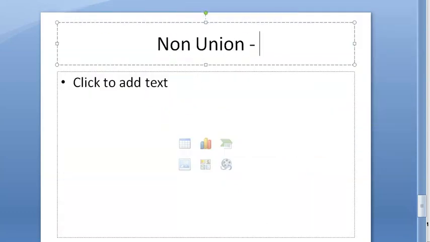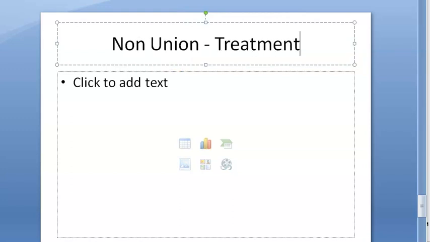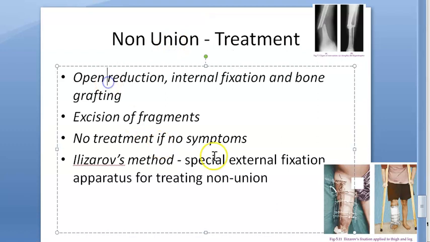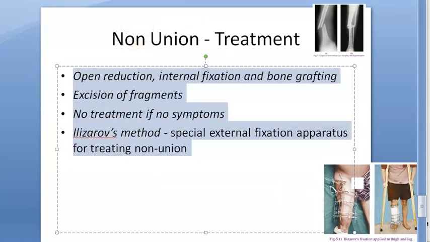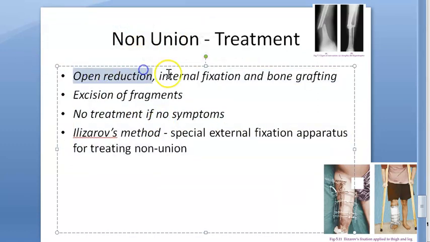Okay. Now let's go to the treatment, guys, of non-union. Non-union treatment. How will you treat a non-union? As a summary, you can see the treatment, guys. You can do open reduction, so you'll have to open it up and reduce it. Is it internal fixation?